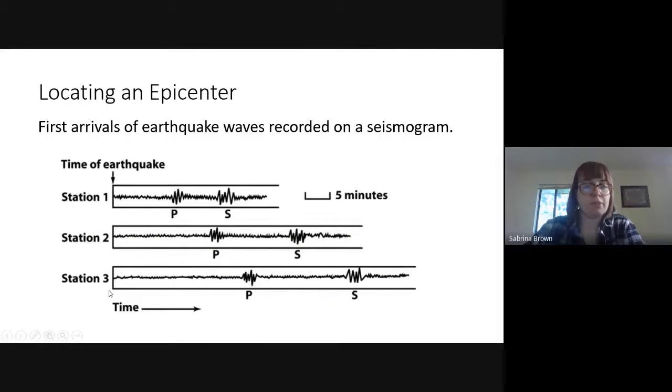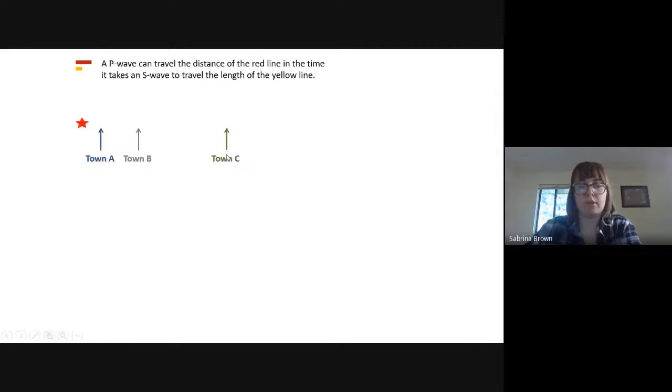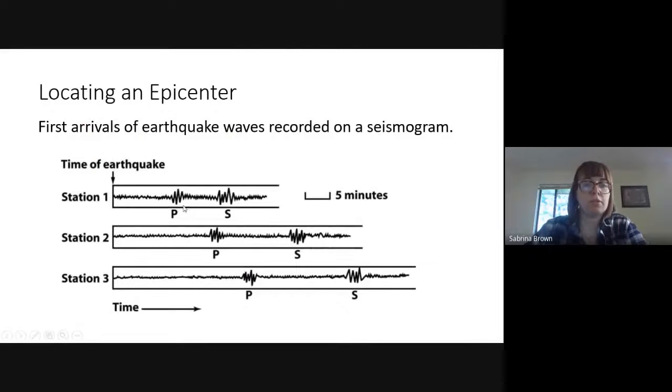All right, so here we have 3 stations with earthquake waves, particularly our P and S waves. So you can see station 1 is closest, right? So our P wave arrives, and then we have a relatively short P to S time before our S wave arrives. And as we move farther away, station 2 is a little farther away.